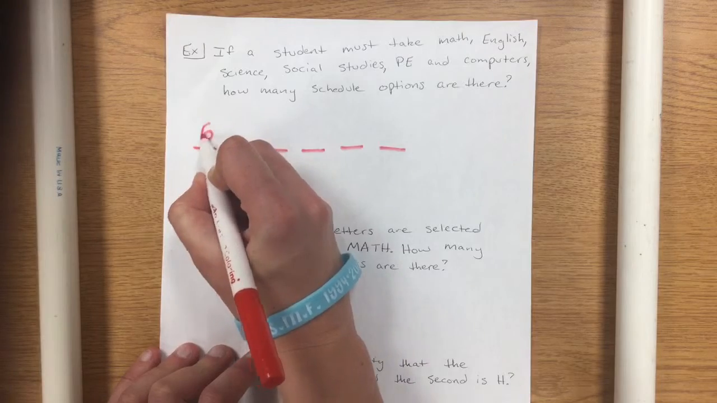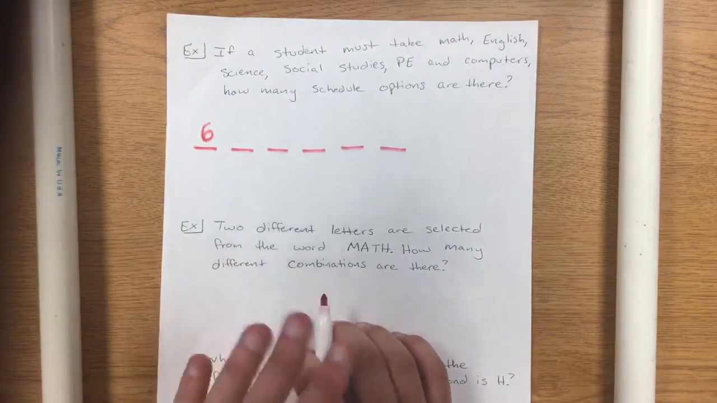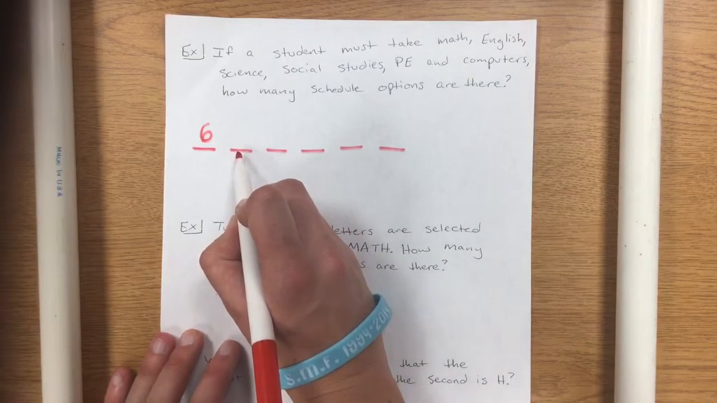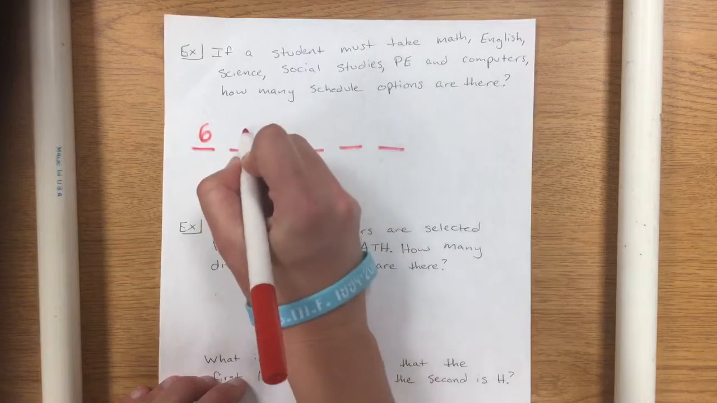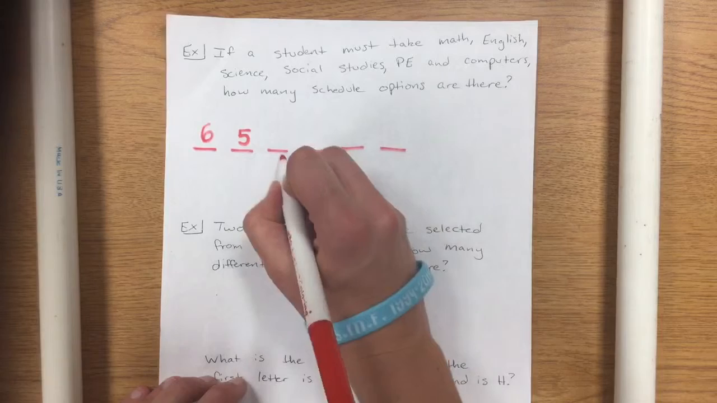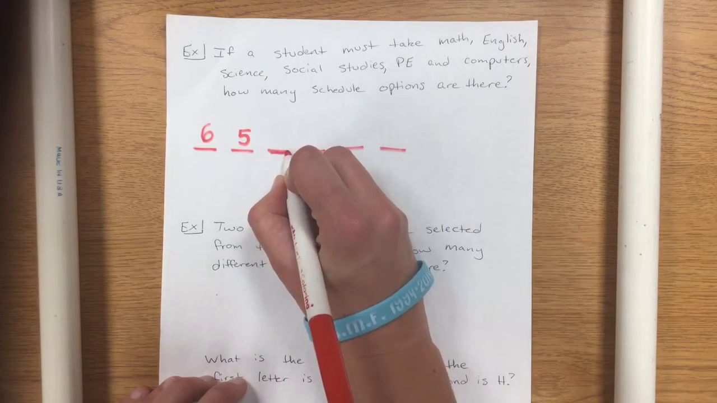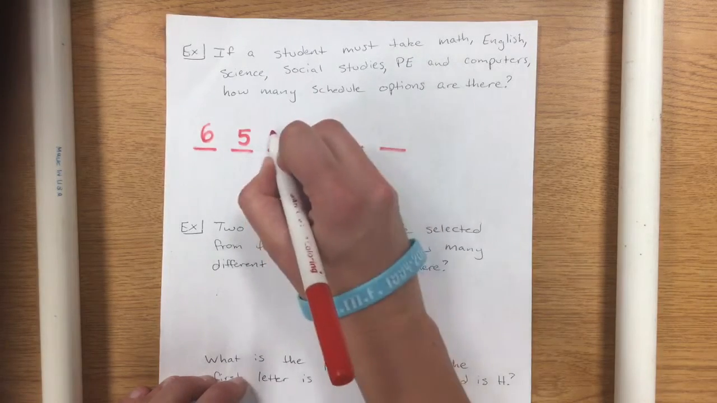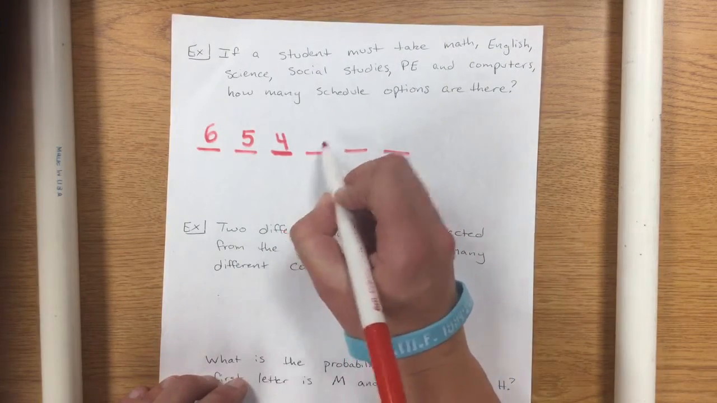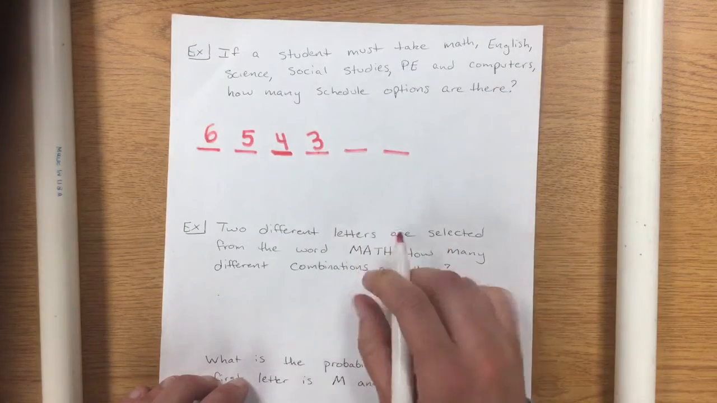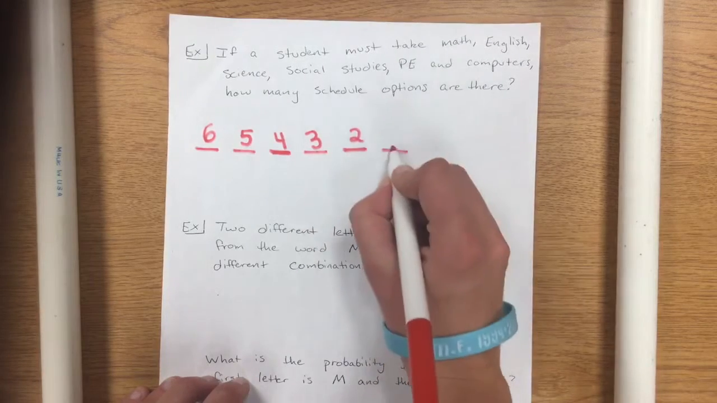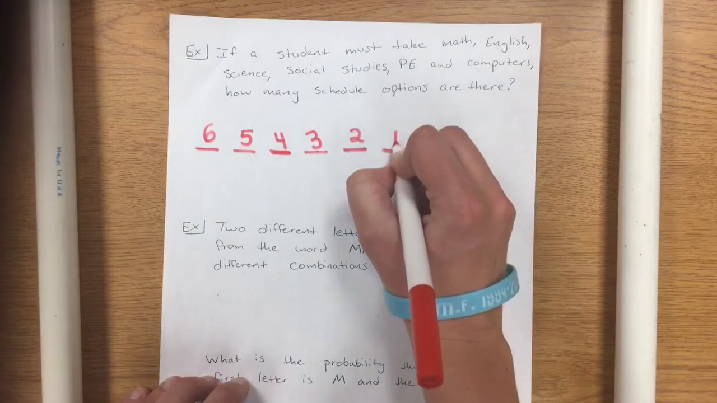All 6. So now we've already put 1 in first hour. So now we're moving on to second hour. How many do we have to choose from now? 5. All right. So now, how about third hour? We already picked first and second hour. Third hour. 4. Now we've gotten rid of 3 classes. What about fourth hour? 3. What about fifth hour? 2. And sixth hour? Just 1.